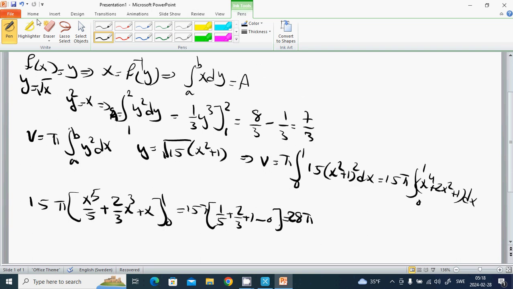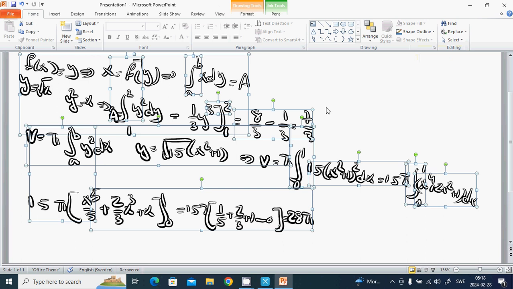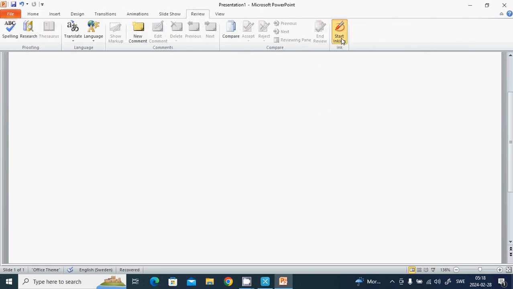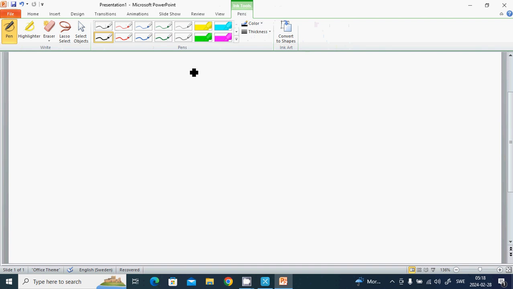And also we will find the last example, that we have y equals x times the square root of a^2 minus x^2, and we will find a when V equals 8 pi divided by 5, for x equals 0 and x equals a.